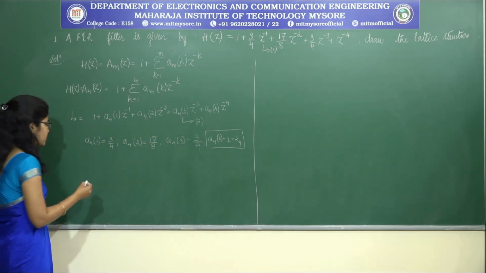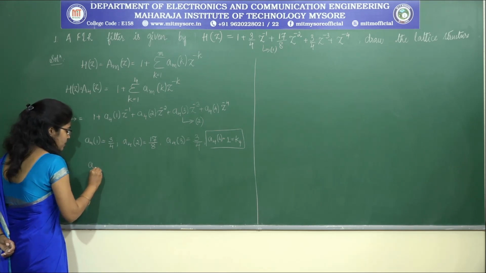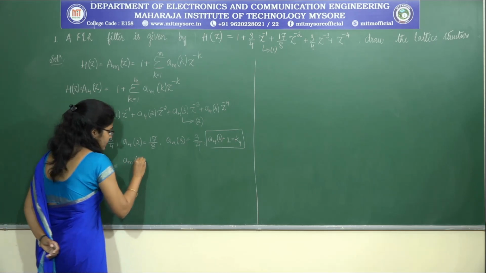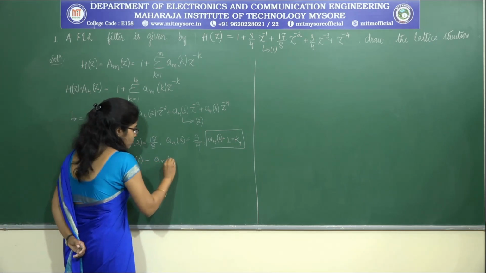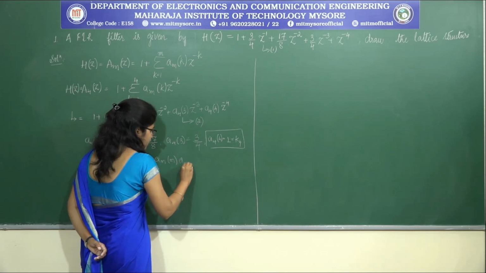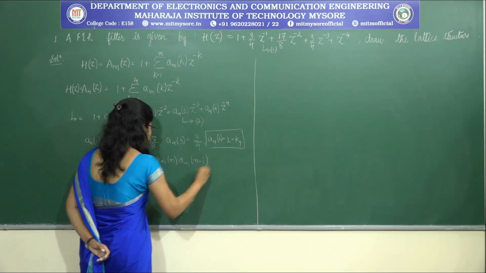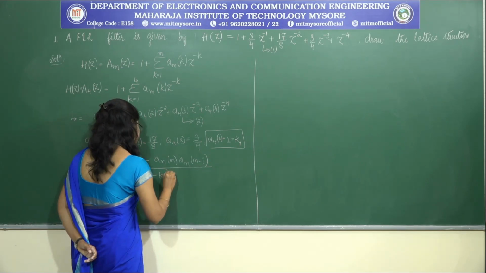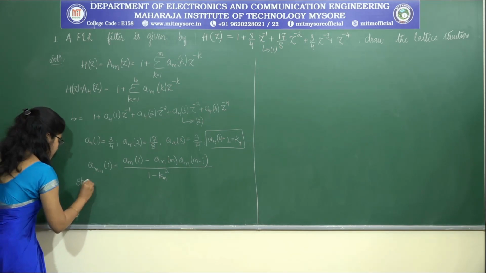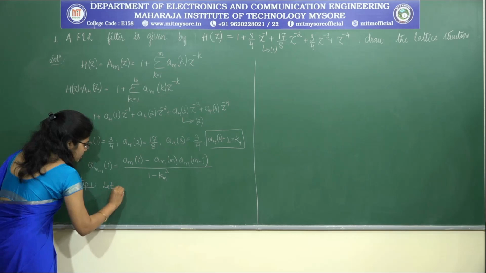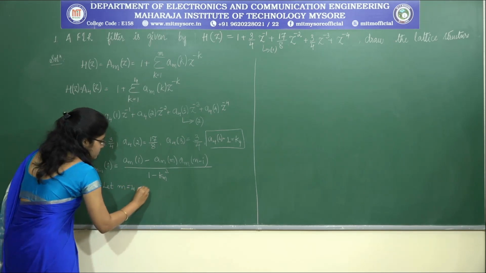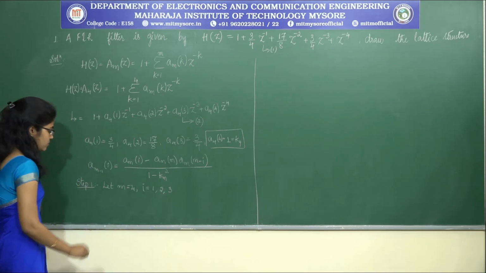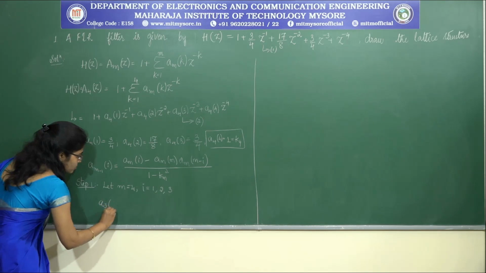Now in order to find out the next coefficient, I should use the formula am minus 1 of I, which is equal to am of I minus am of m into am of m minus I, whole divided by 1 minus km square. In step 1, let m be equal to 4. If m is equal to 4, I ranges from 1 to 3. So if I substitute the values here, a 4 minus 1 is 3 of 1.